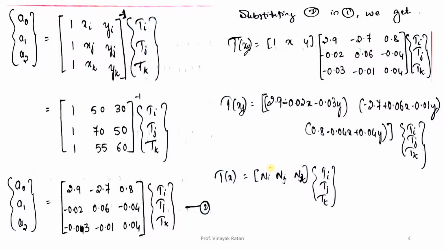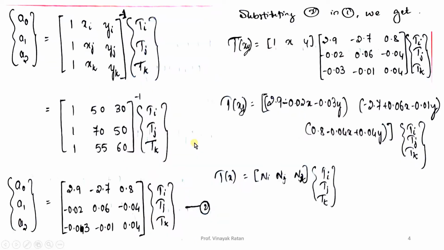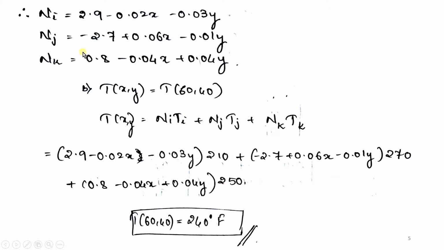Finding what is the temperature T of x comma y at 60 and 40. Okay. Now, all the shape functions are written separately here. This is N of i, N of j, and N of k. Now you have to find out what is T of x comma y at 60 comma 40. In general, the same expression which you have here has been multiplied and written like this. Substitute the values of N of i, N of j, N of k in this expression, and then substitute x equal to 60 and y equal to 40. You will get at this point your temperature is 240 degree Fahrenheit.